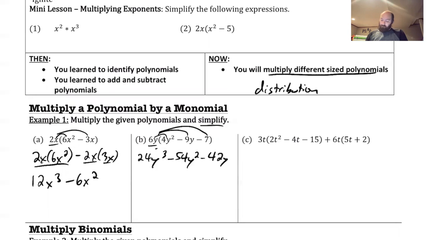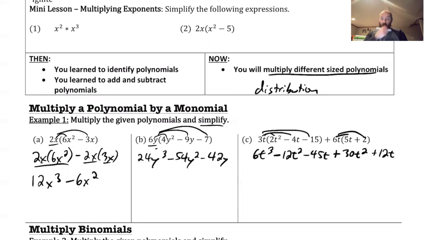So we're good. Here, I'm going to go ahead and distribute the 3t. So we got 3 times 2 is 6, t to the third power, and then negative 12t squared minus 45t. Here, I'm going to do another distribution with the 6t. So that means 6t times 5t is going to give me 30t squared. 6t times 2 is going to give me a positive 12t. Now I can combine like terms. So I'm going to do the next step to simplify.